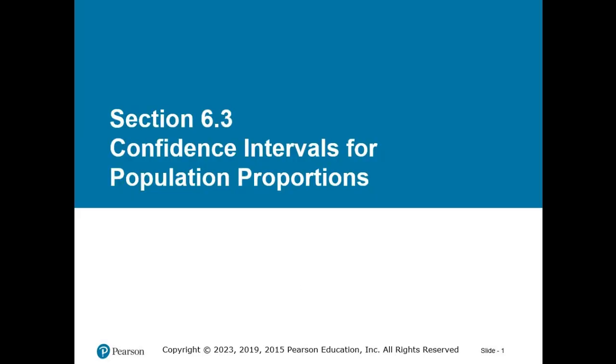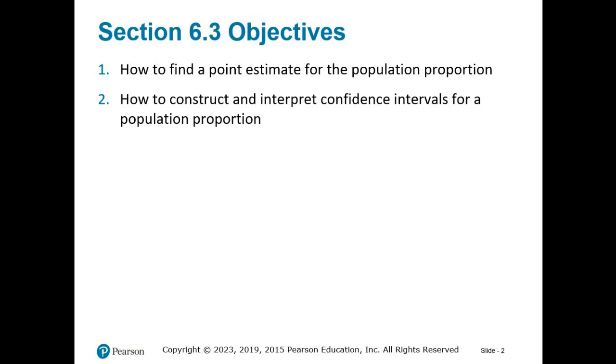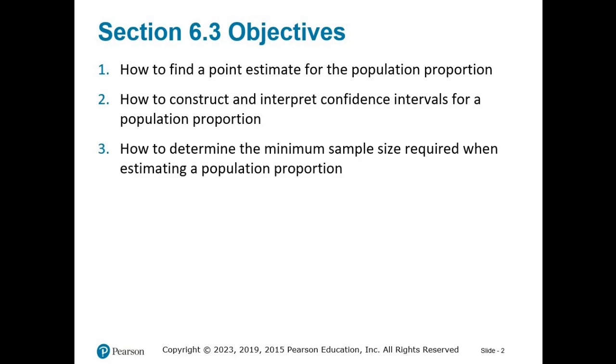Welcome to the lecture video for Chapter 6, Section 3, Confidence Intervals for Population Proportion. In this video, we're going to define what a point estimate for population proportion is, and this is a different type of population parameter, so it should have different objectives when it comes to constructing and interpreting confidence intervals. And we're going to learn how to determine the minimum sample size required when estimating a population proportion.